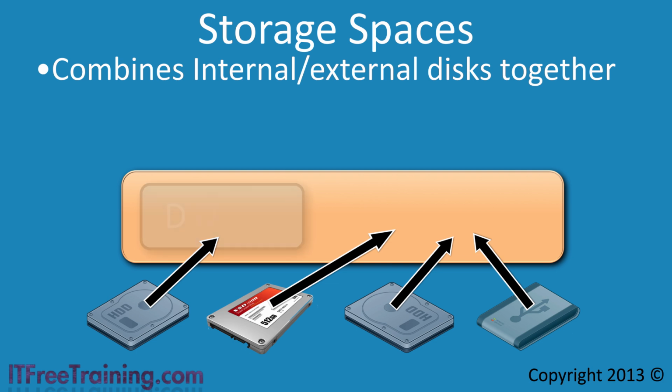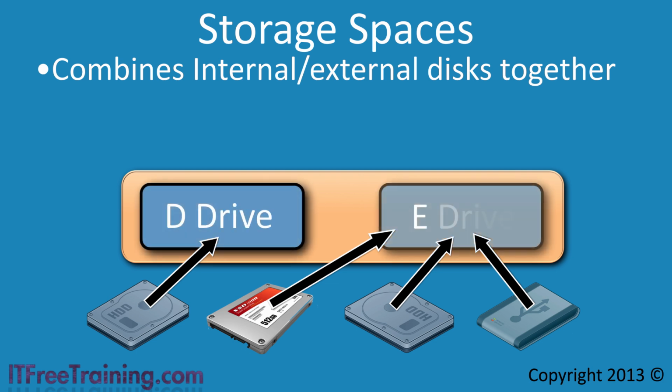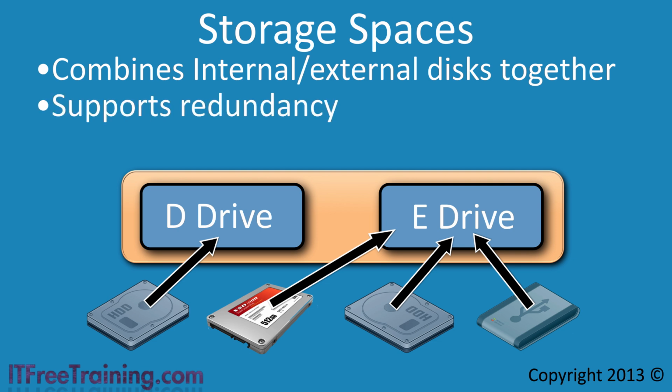Once you have the storage space configured, you are free to divide this area into separate drives, just like a physical hard disk. This newly allocated space will appear in the operating system as a drive and can be assigned a drive letter. Storage spaces also support redundancy. This means that if a hard disk fails or is disconnected, you will not lose any data. Your data will still be available.